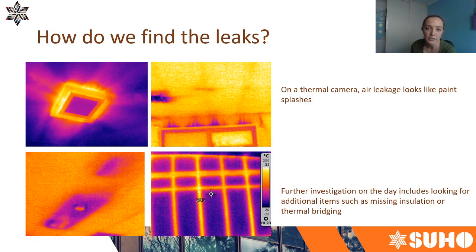So thermal imaging is another very useful way that we find air leakage. It's most useful in the colder months because the indoor and outdoor air temperatures need to be at least 5 to 10 degrees different for the imaging to show up in a useful way. So during the summer, we tend to use feel or smoke to find the leaks.